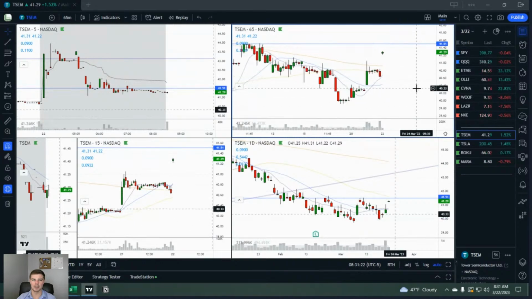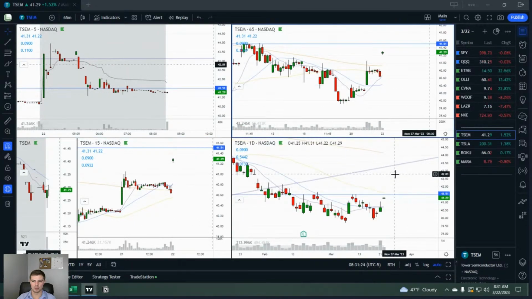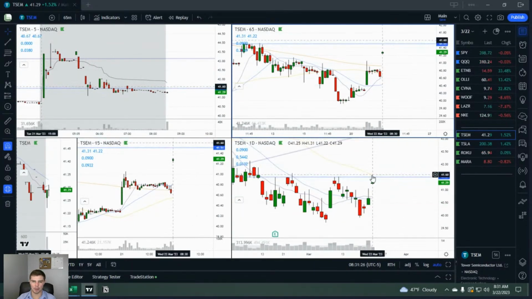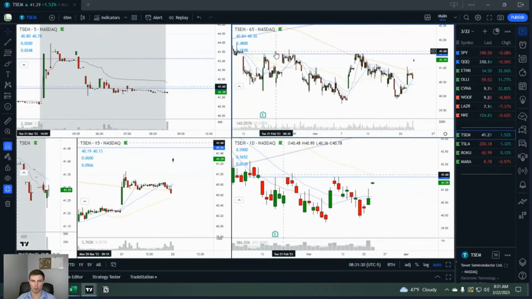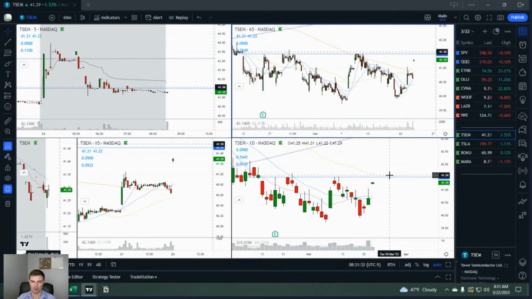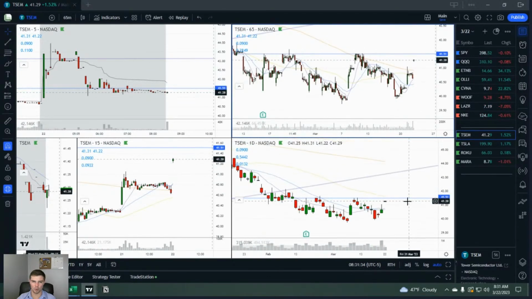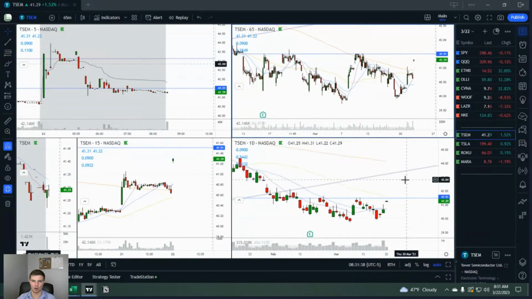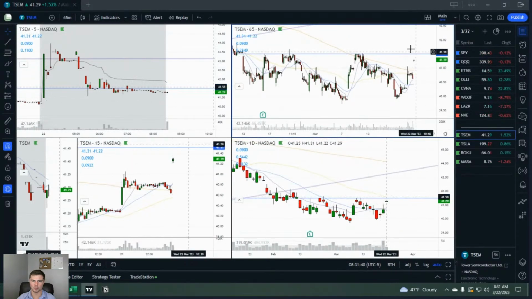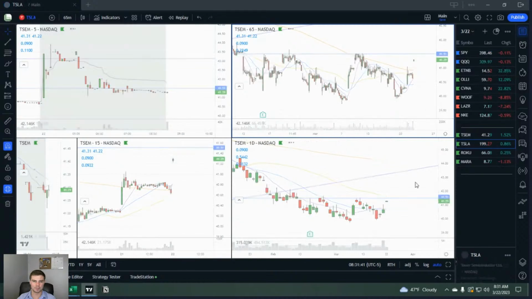Next up is TSEM, Tower Semiconductor, gapping up into some resistance. So I'm not a huge fan of this. We got multiple pivots up here. We got this moving average. So this thing's going to need to do some work before I'm interested in it. So not going to be really watching this one until it gets up to the 41.50 area.